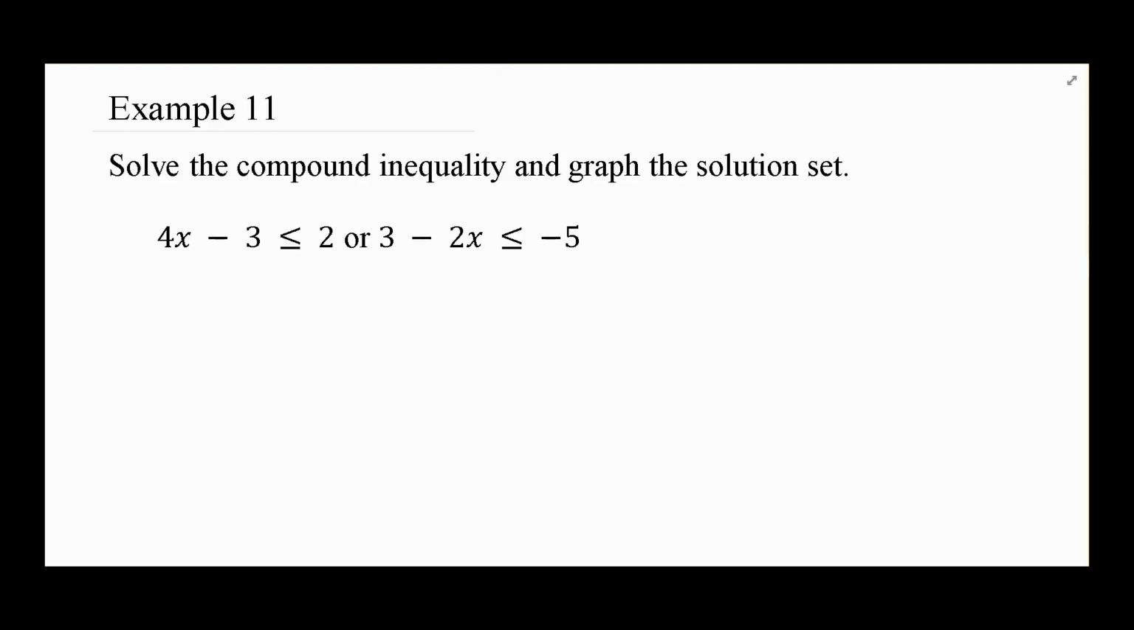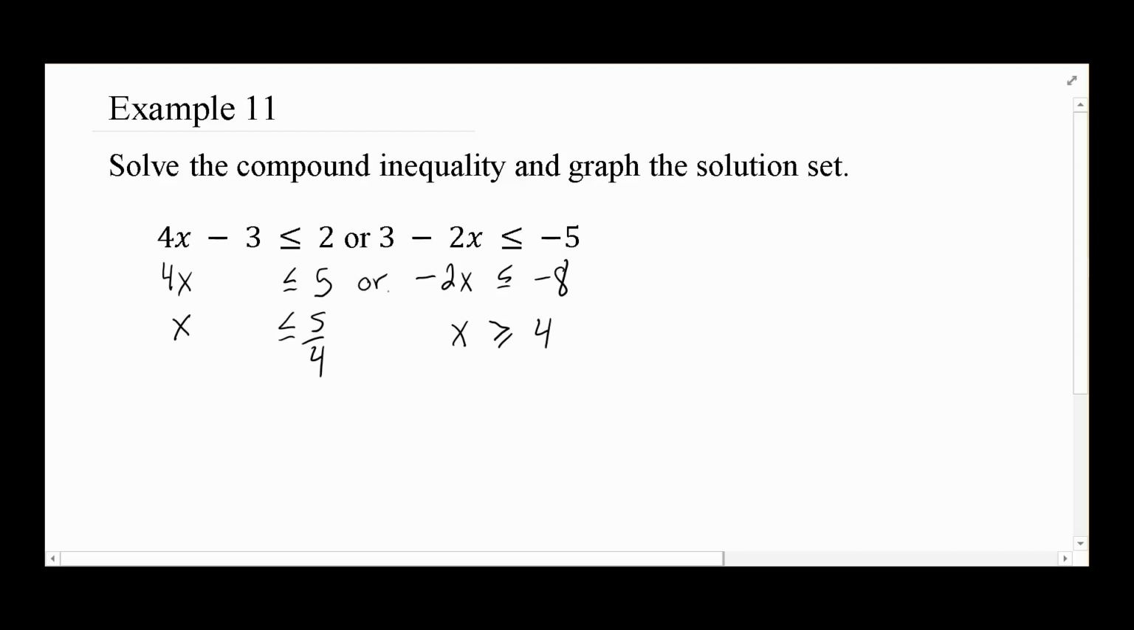So here's an OR compound inequality that we've got to solve first. And so again, we're just going to solve this like it's an equation, except if we have to multiply or divide by a negative number, we're going to change the inequality sign. So on this first one, we're going to add the 3 to the other side. Then we're going to divide by 4. For the second one here, we're going to subtract the 3. And then when I divide by -2, I change the inequality sign. And we maintain that word, which was or, in between them.